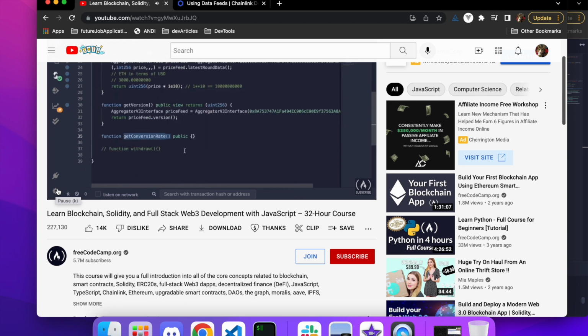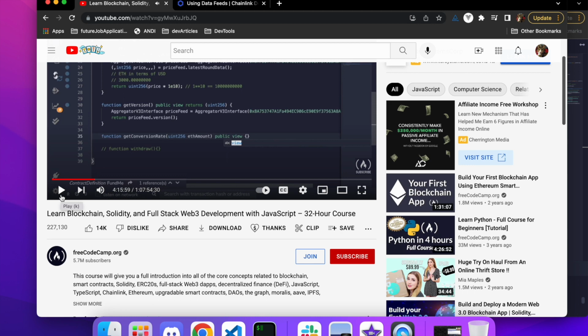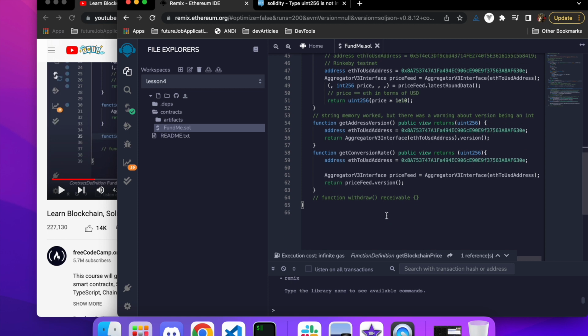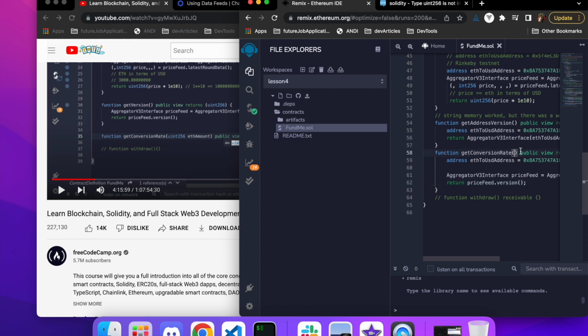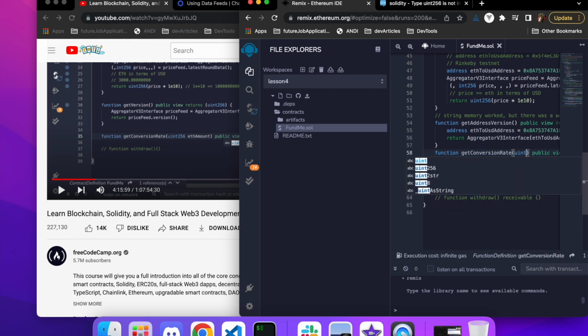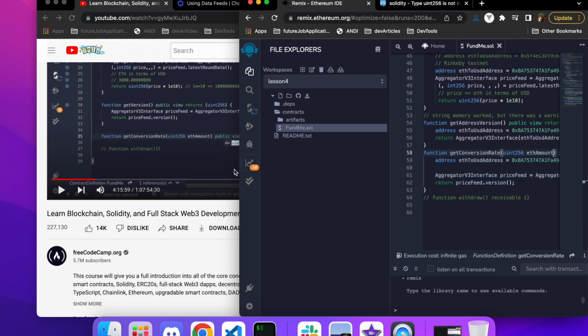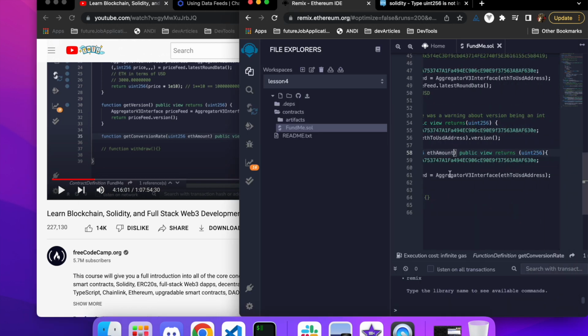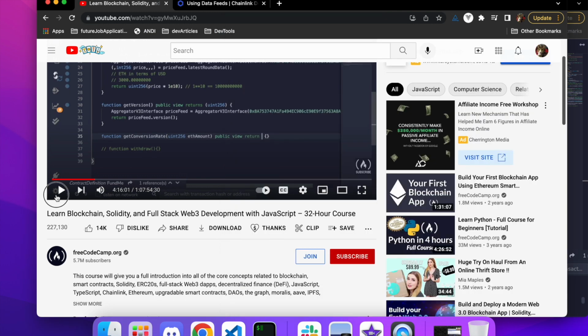Let's create this getConversionRate function. For this one, we're going to take an input parameter of uint256 ethAmount. It's going to be public. Okay, so did we already define this? Yes. But I think I did that on my own. So, uint256 ethAmount, view function, and it's going to return, probably, uint256. We're going to pass it some ETH amount. And on the other side, we're going to get how much that ETH is worth in terms of USD.